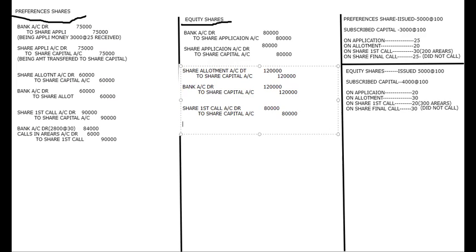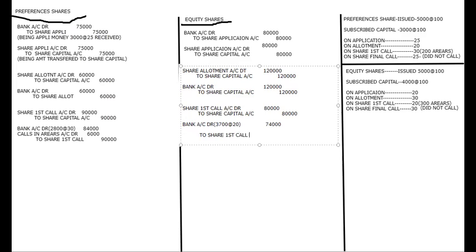So if I see that one, I'll write bank account debit. Here I have written in the brackets that 300 were in the arrears. That means from the 4,000, if you minus 300, it will be how much? 3,700. So 3,700 into 20, at the rate of 20. If you do, you're going to get how much? 74,000.